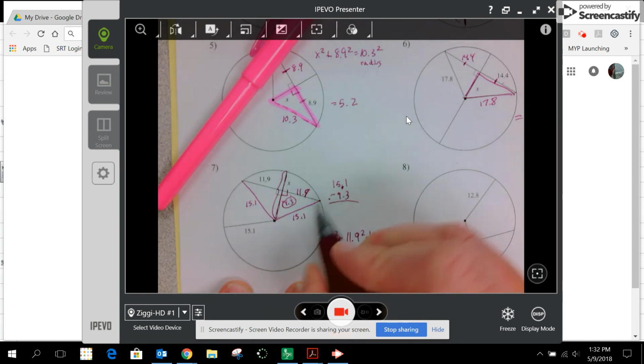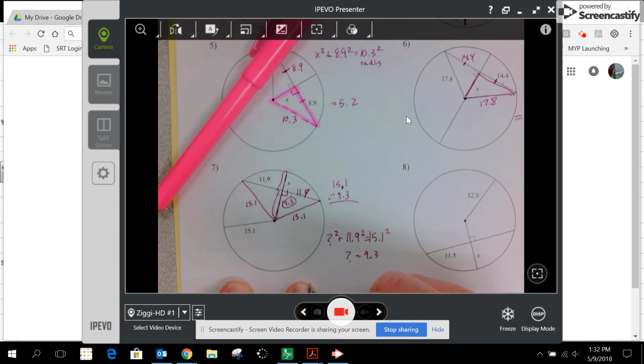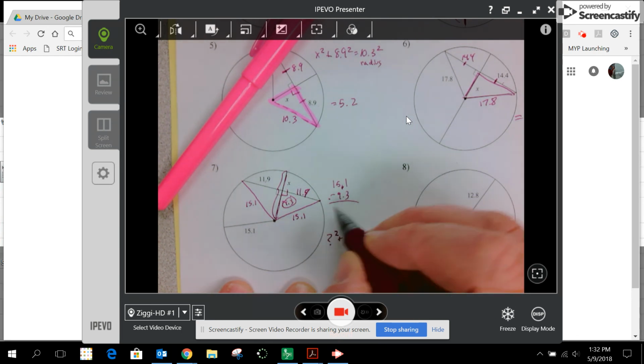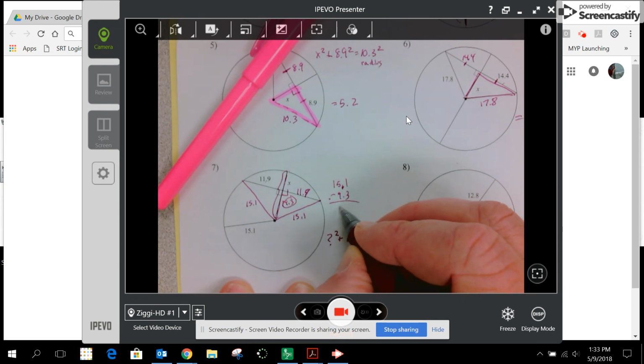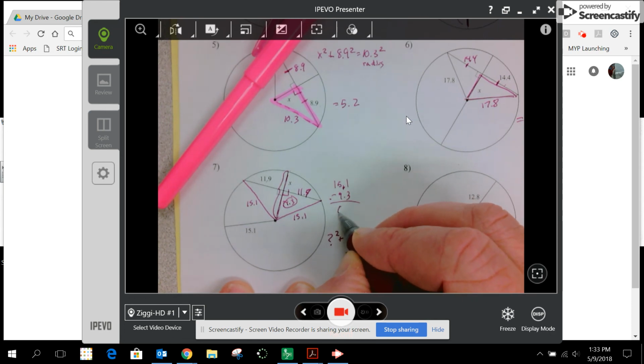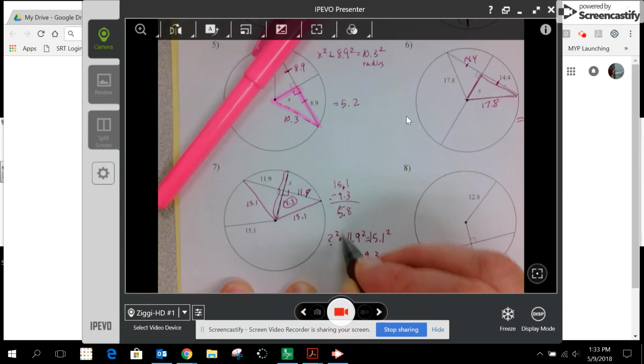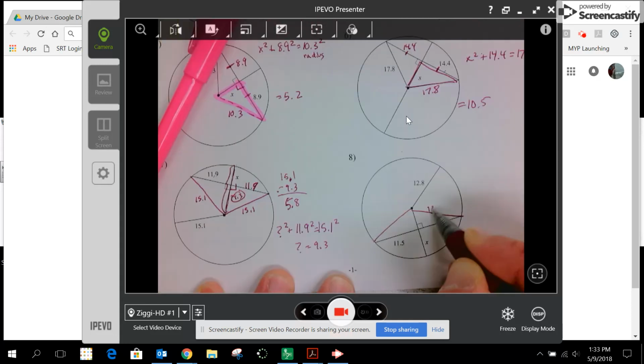So let's go to number 8. Don't have the bow and arrow. Write the radius, write the radius, write the radius. 11.5. Again, I need to find this triangle. I need to solve. I can always solve this triangle. I can call that h if I want to. H squared plus 11.5 squared equals 12.8 squared. So I can solve for h.